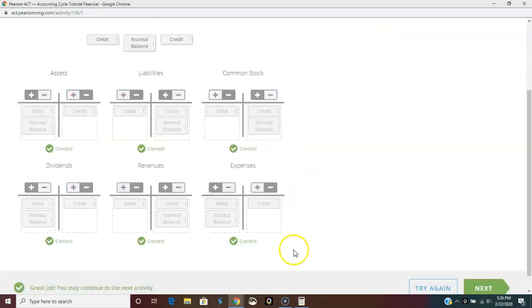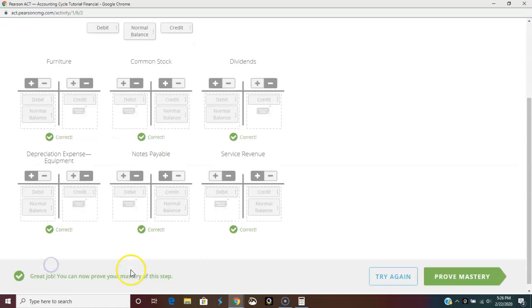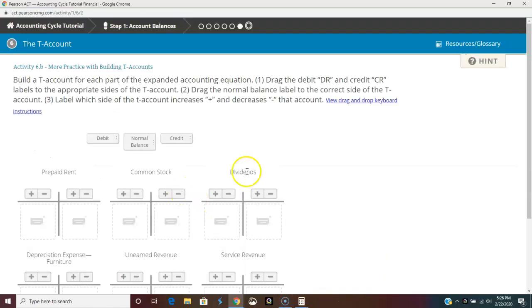Okay, check the answer. Whew. Good thing to keep on your cheat sheets, though. That would be a good thing to have. Okay, more practice doing this. I think this is the last part. Build a T account for each part. Again, we're doing more of this.